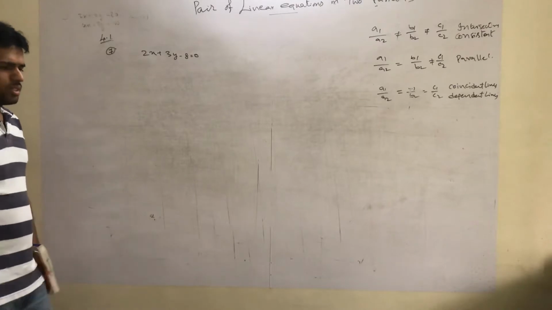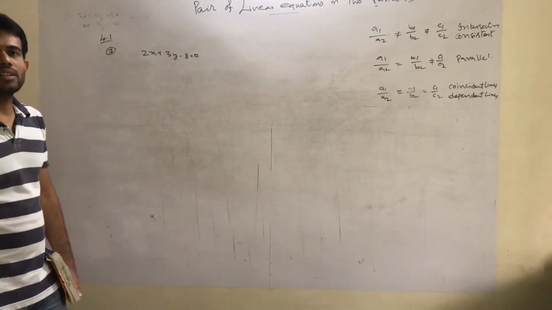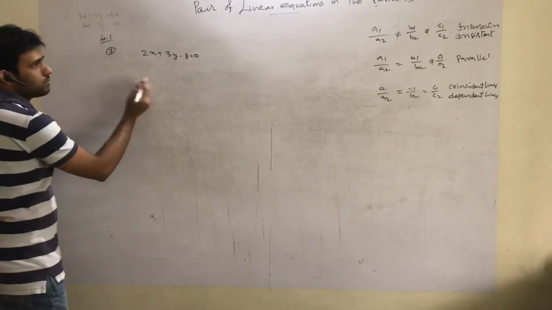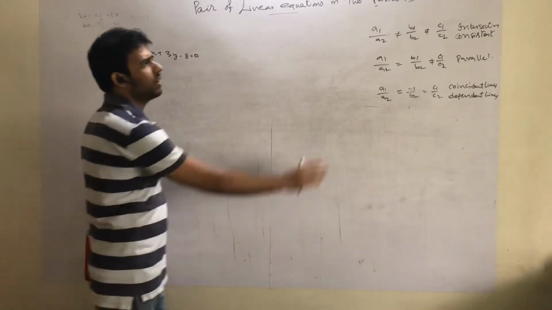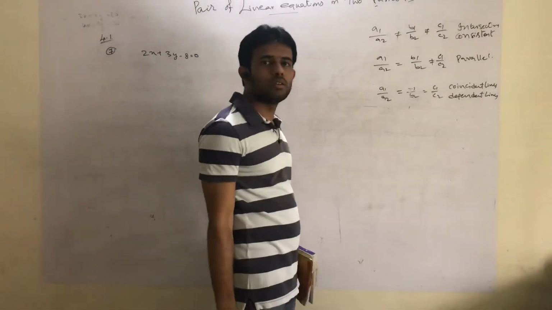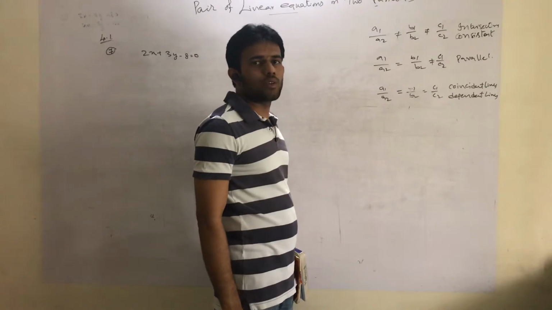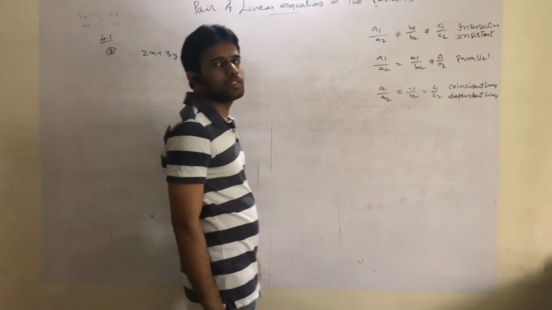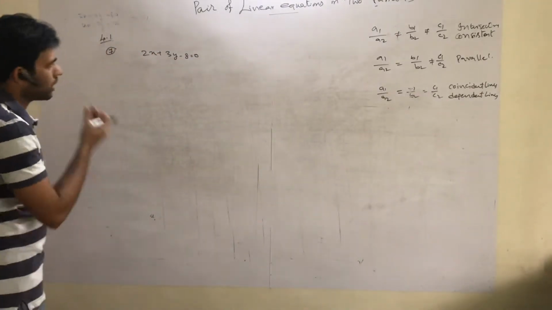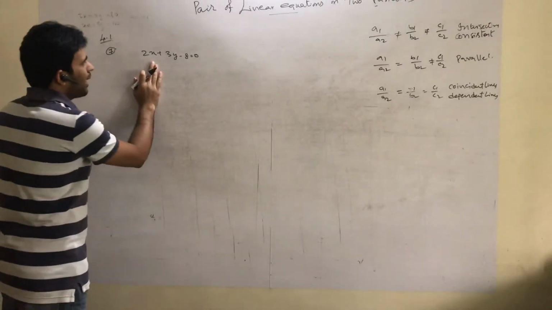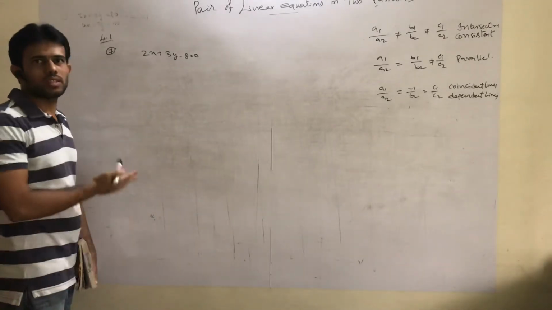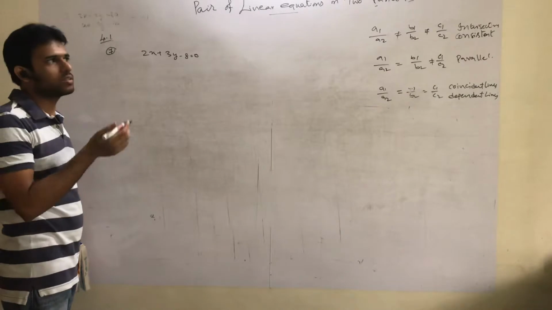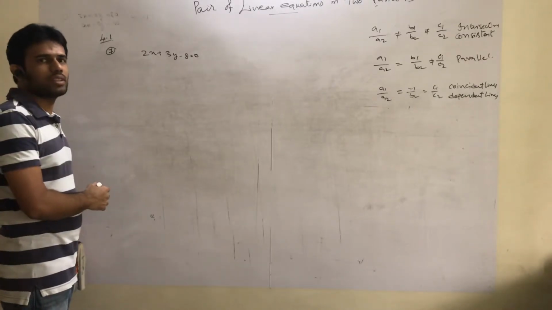So this is very simple. To have an intersecting line, from the definition of it, the ratios of the coefficients should not be equal. Okay, so what I can do is I can write another equation. This is nothing that you can solve or something. It is just by using the definition.